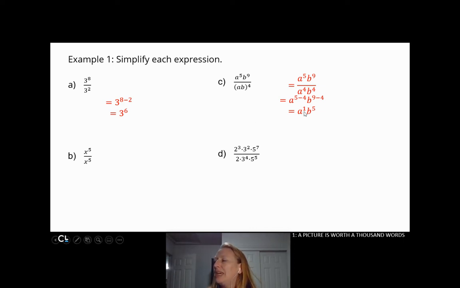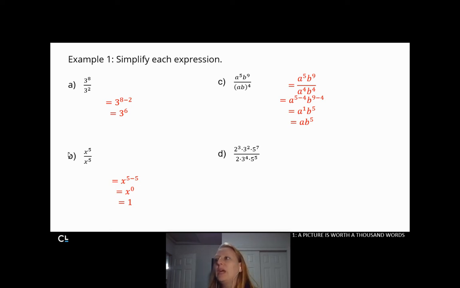And I don't really need to write a to the 1 power, because a to the 1 power is just a. So I'm just going to drop that 1, and I'm just going to write it as a times b to the 5th. Now let's come back here. I got a little ahead of myself. It's fine. Both of them have a base of x, so we'll subtract our 5s, 5 minus 5, which is, of course, 0. And we talked before about how anything to the 0 power is 1.